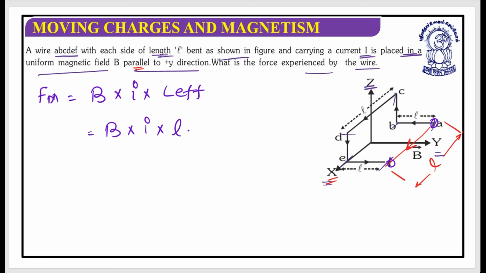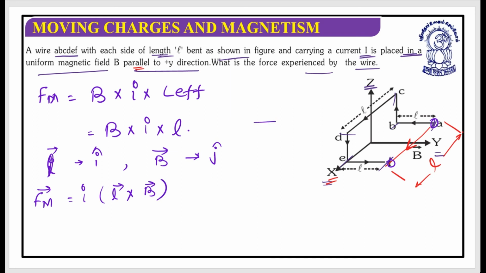And what would be the direction? My length vector is in the i cap direction, and my magnetic field is in plus y, that means it is in j cap. So Fm, which is I into bracket L cross B, is the case of i cross j. This is i, this is j, this is k. If I perform i cross j, I will have k. So this magnetic force is equal to BIL k cap.